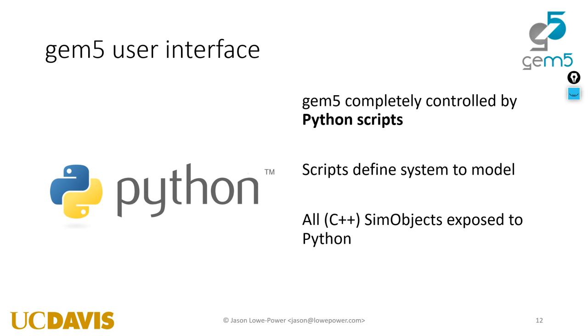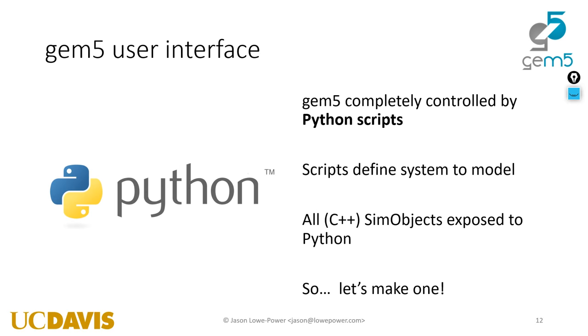And the really cool thing about gem5, and this is the way that Nate built this originally, is that all of these C++ objects are exposed to Python as Python objects. So you instantiate them in Python, and then they run in C++. So you get the expressiveness of Python with the speed of C++. It was really a brilliant design.